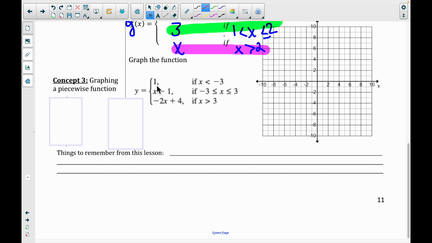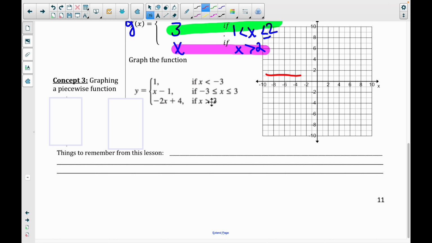So y equals 1, that is a horizontal line at 1. So it's just going to be a horizontal line along here at 1. However, it's not everywhere. We need to do some erasing because it's only when x is less than -3. So I need to erase this and say nope, only when it's less than -3.